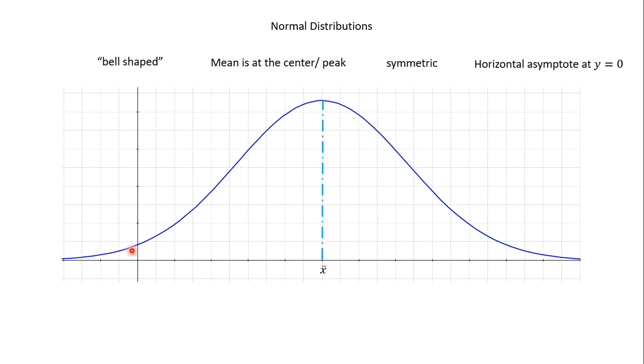Now, what's really cool about a normal distribution is that if we take the probability of an interval, or an area underneath it, that's going to give us the probability of the interval. For instance, if we found the area between this x value and the mean, it would give us a probability of getting something in that interval. And we'll talk about that a little bit more later.